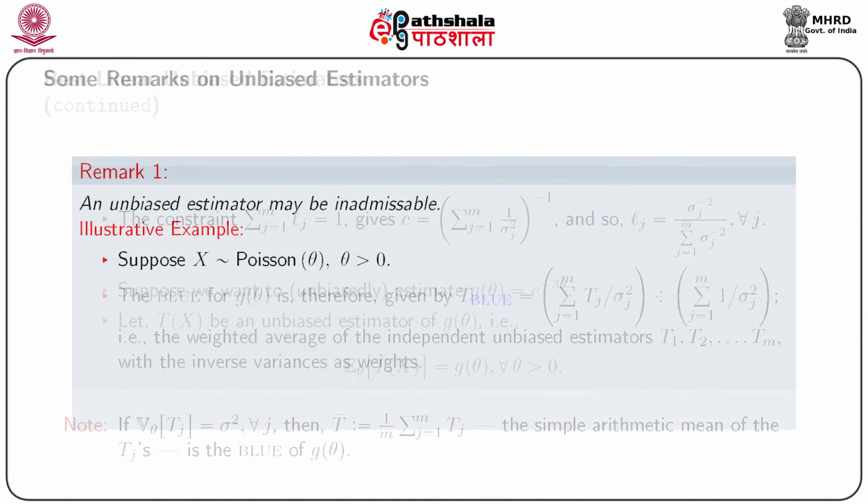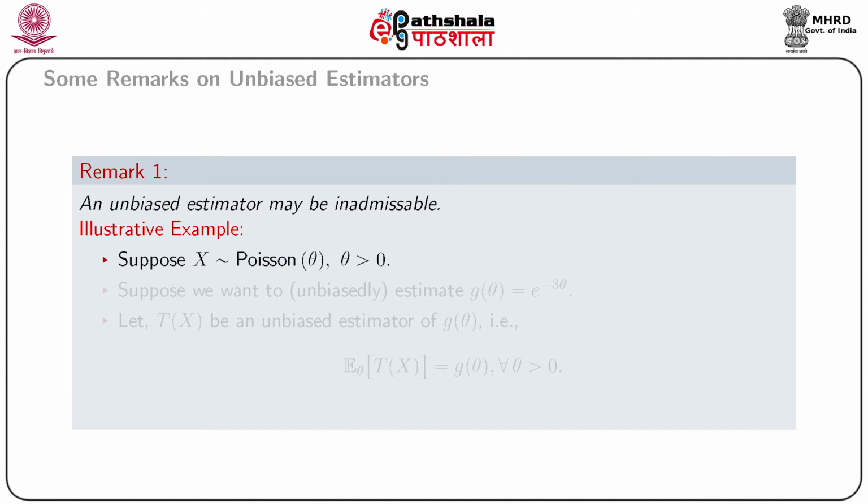which is the simple arithmetic mean of the Ti's. Finally, we shall discuss some drawbacks of unbiased estimators. The first drawback is that an unbiased estimator may be inadmissible. Consider the following example. Suppose X follows Poisson with mean θ and g(θ) equals e to the power minus 3θ, where θ greater than 0.